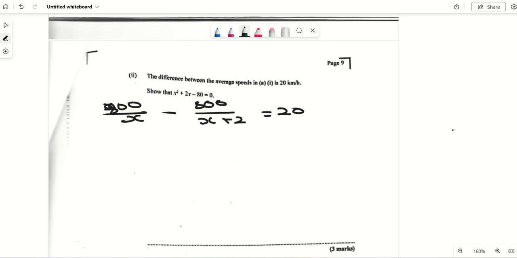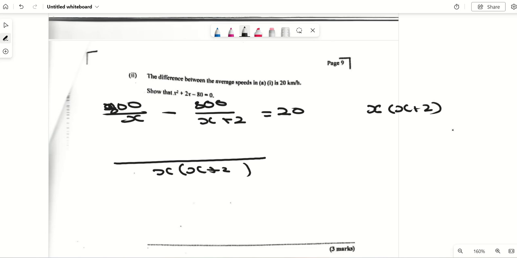They say show that this... So that means we want it in one form. If we want it in one form, you need to find the common denominator of x and x plus 2. When we have algebraic terms like this, to find your common denominator, you just multiply the two. So it's x by x plus 2. Then you ask yourself, how many times does x by x plus 2 go into x? 1. So this would be 800 multiplied by x plus 2.